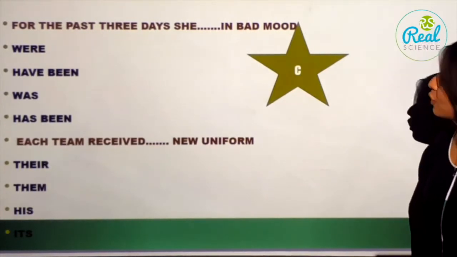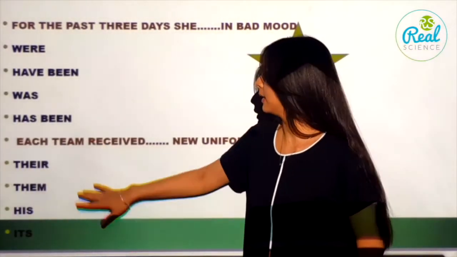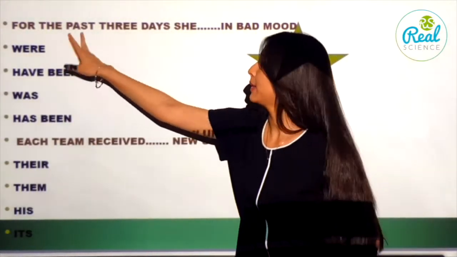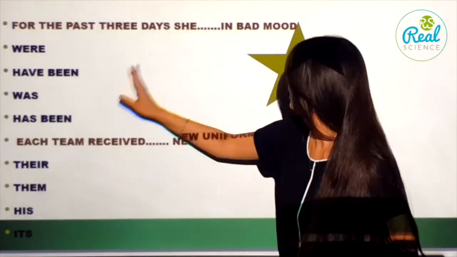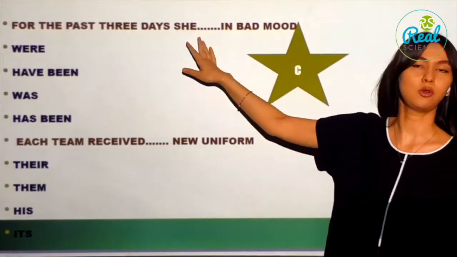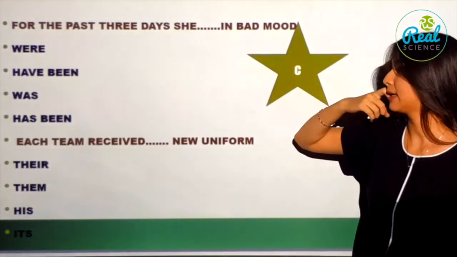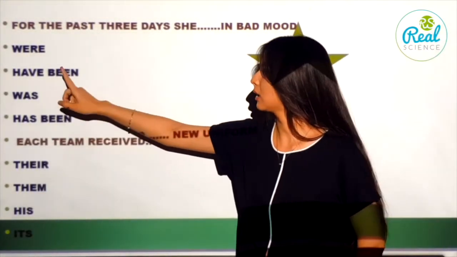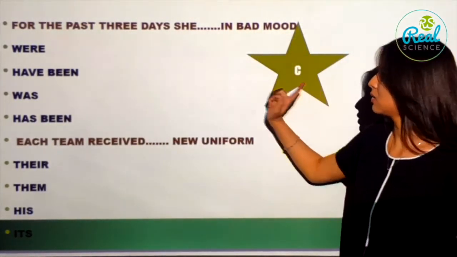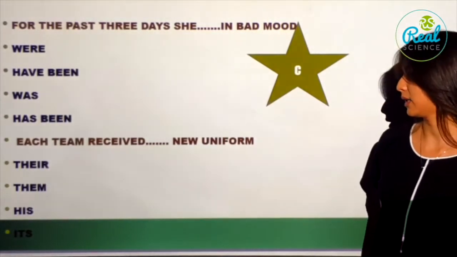Actually, guys, C1 is correct. Yes, D1 can also be possible, because for the past 3 days, she has been in a bad mood. So it can be in the past simple tense and also in the present perfect tense. But the most suitable one, guys, is C1. Okay, so let's move to the next one.